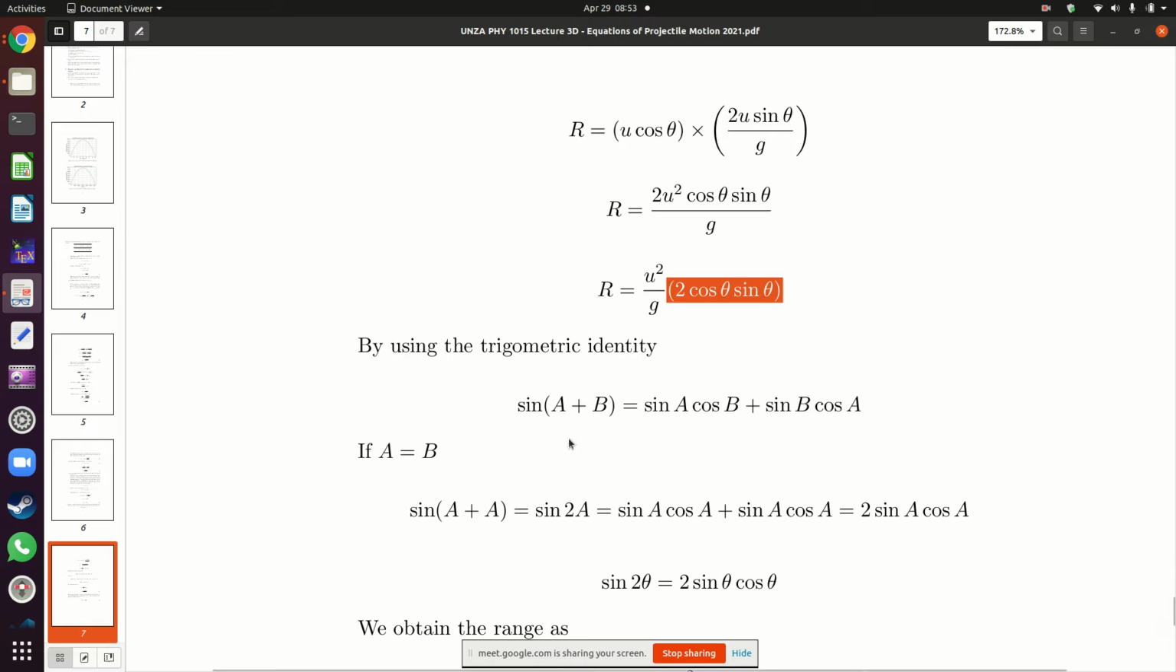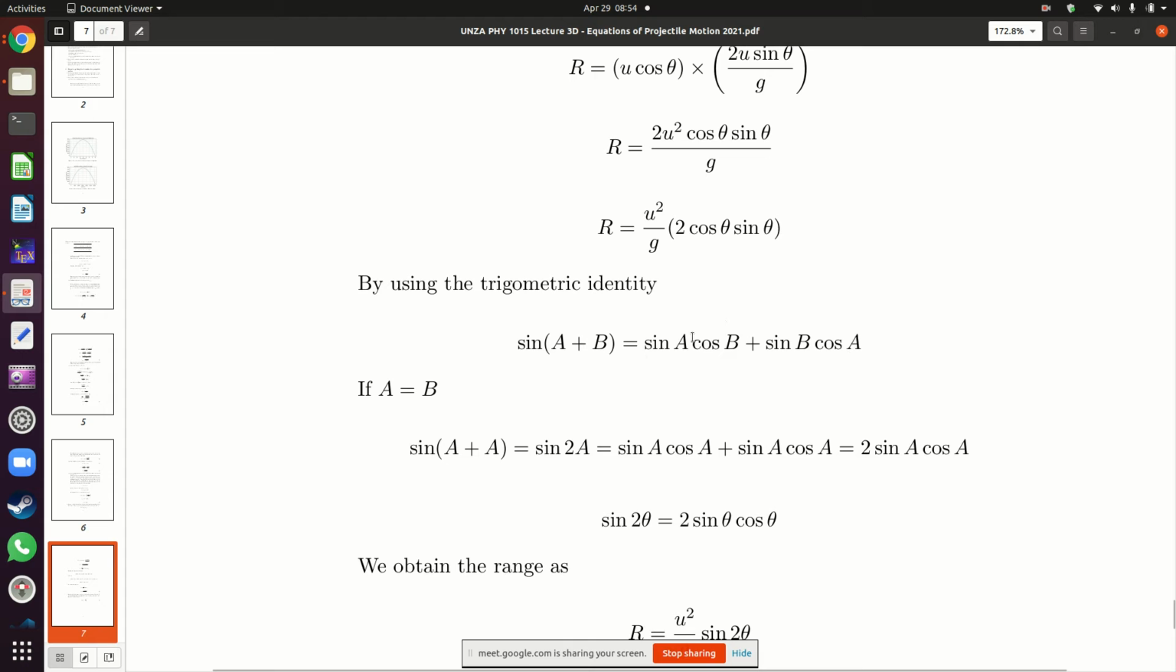It's a compound angle. So this one says sine(A plus B) is equal to sine A cos B plus sine B cos A. So this is an identity which you can find. Now, since we are physics people, the next thing we do is make A equal to B. So if B becomes A, we end up with sine(A plus A), which is going to be equal to sine 2A.